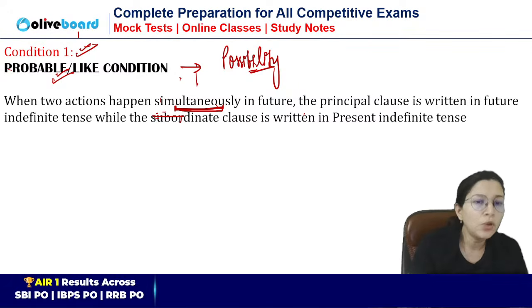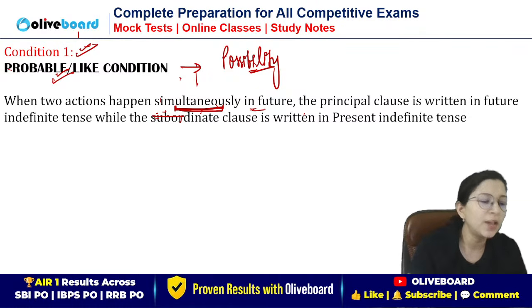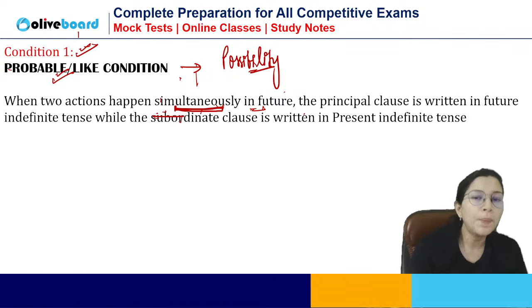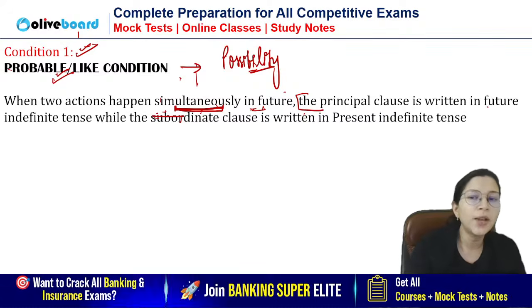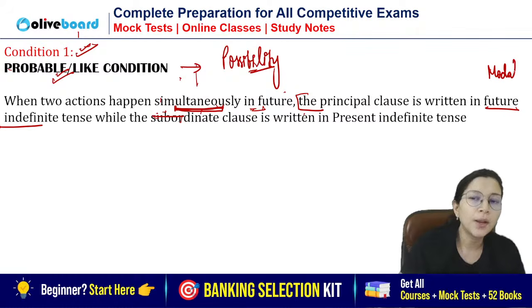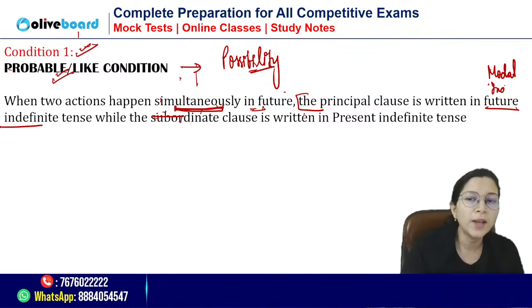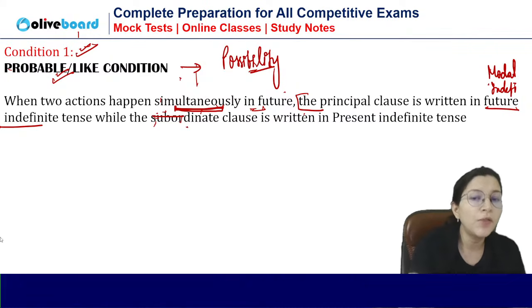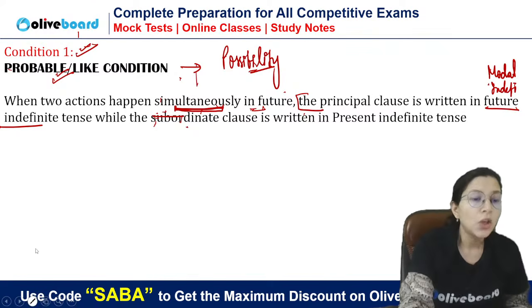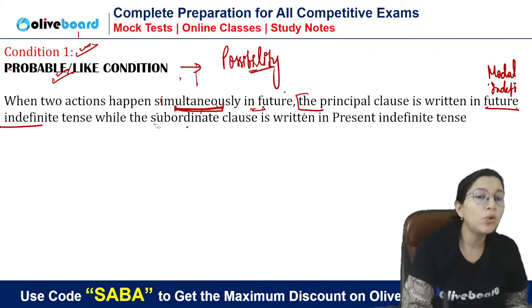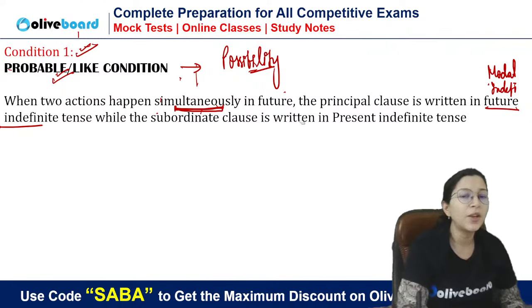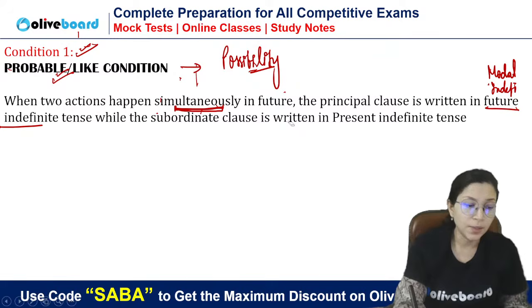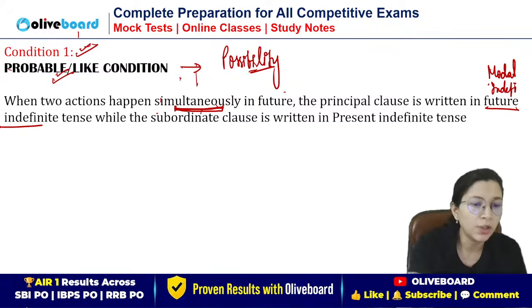So, when two actions happen simultaneously in future, simultaneously means one after the other, okay? The principal clause, that is the main clause, is written in future indefinite tense or modal indefinite tense. Remember that. While the subordinate clause is always written in present indefinite tense. Now here tenses will play a very important role. You should know all the structures of present indefinite tense and of future indefinite or modal indefinite tense.